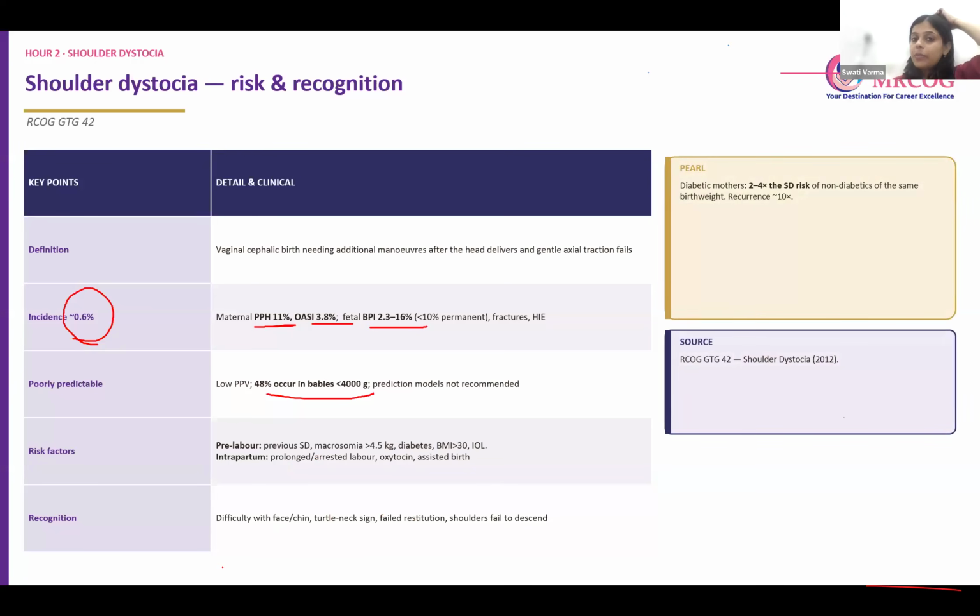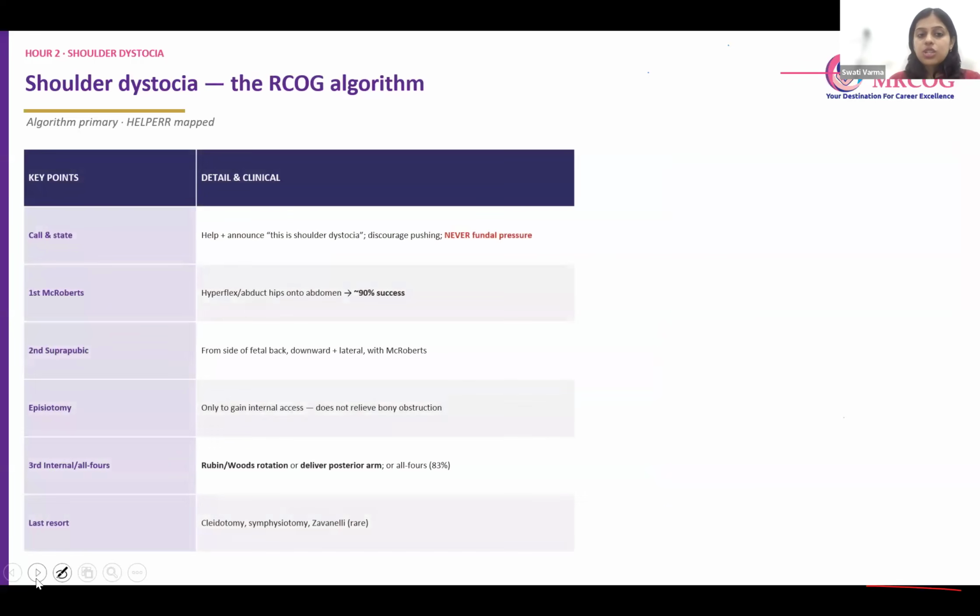Pearl point, diabetic mothers have 2 to 4 times the SD risk of non-diabetics of the same birth weight. Recurrence rate is 10 times. So these are the pearl points of shoulder dystocia. Coming to the RCOG algorithm, what to do when you have already diagnosed. HELPERR is one mnemonic which is used. However, you have to be aware of the algorithm which is given in the RCOG, because it has got a sequence that what to do first, what to do next. The first and foremost thing which you will do is call for help.